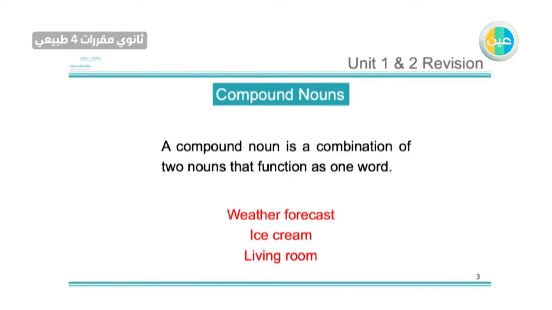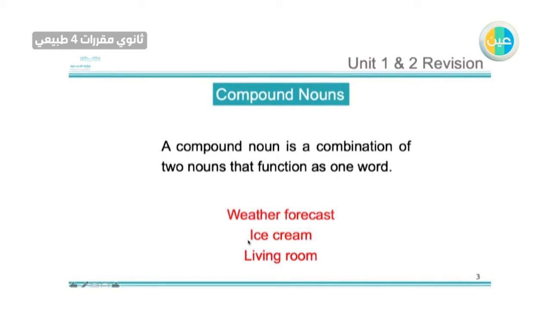First, we have something called compound nouns. What are compound nouns? What do you think? A compound noun is a combination of two nouns that function as one word. For instance, we have weather forecast, and ice cream, living room. Here you can see that we always use these words together.